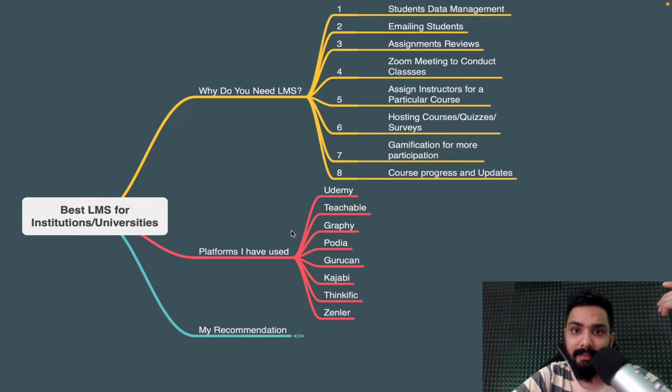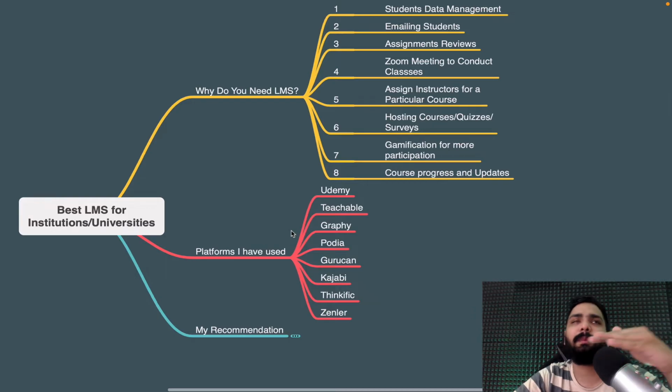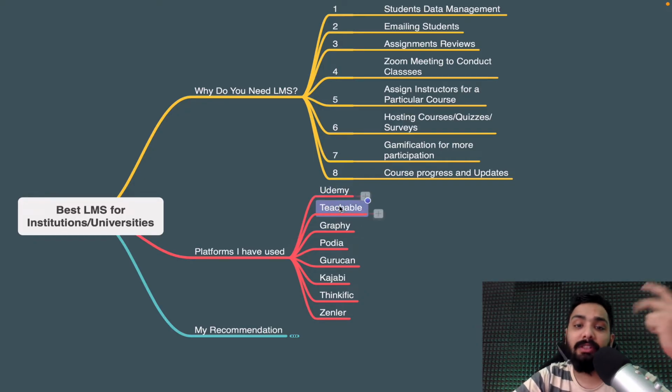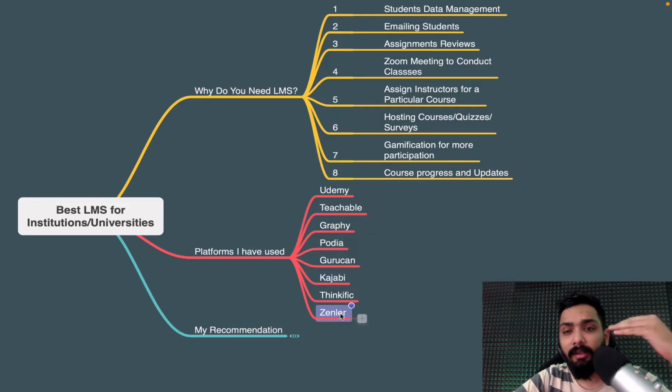Now let's move on, and let me tell you the platforms that I've used in my entire lifetime of online teaching, which is almost the past 4 years. I've been exploring so many tools, all the latest tools, so that I can always give the best experience for my students. I've used Udemy, Teachable, Graphy, Podia, Gurukan, Kajabi, Thinkific, Zenler, right? And I have used all these platforms at a very top level, which is 20,000 students, 30,000 students. So I can understand the platform's rigidity on a very big scale.